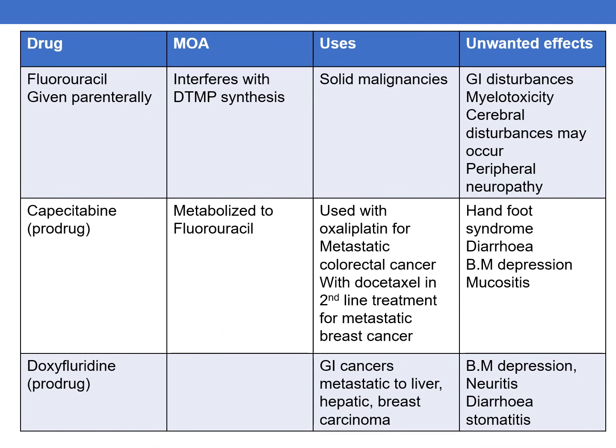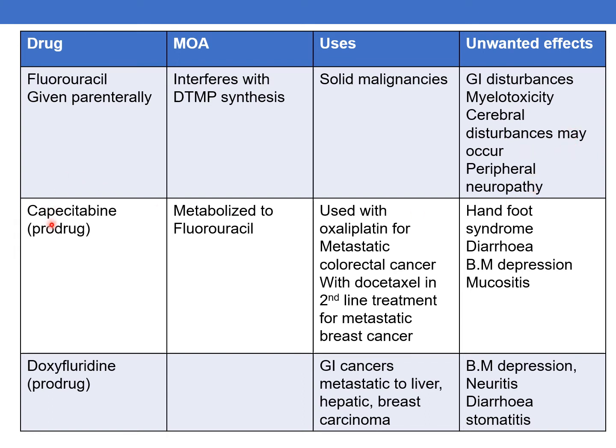Coming to the summary of pyrimidine antagonists or analogs. First one is fluorouracil. It is given parenterally. Mechanism of action is it interferes with the dTMP synthesis. The uses are it is used for solid malignancies. The unwanted effects are GI disturbance, myelotoxicity, cerebral disturbance may occur and peripheral neuropathy can also occur.